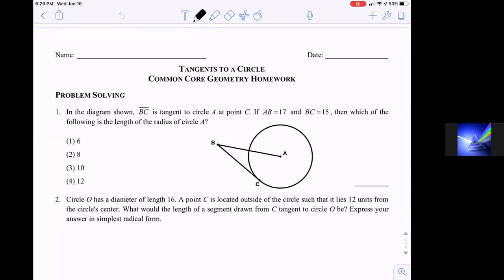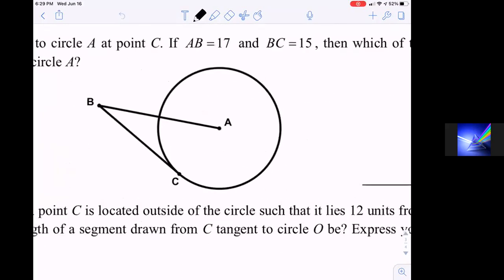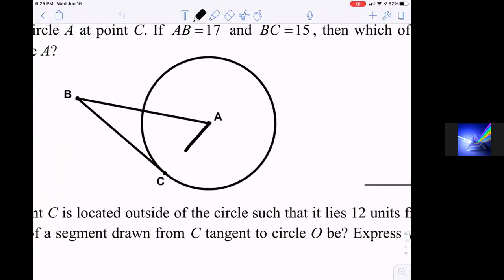In the diagram shown, BC is tangent to circle A at point C. If AB is 17 and BC is 15, which of the following is the length of the radius of circle A? Well, let's fill out the information on the picture. Here's the radius to circle A. Draw that in.